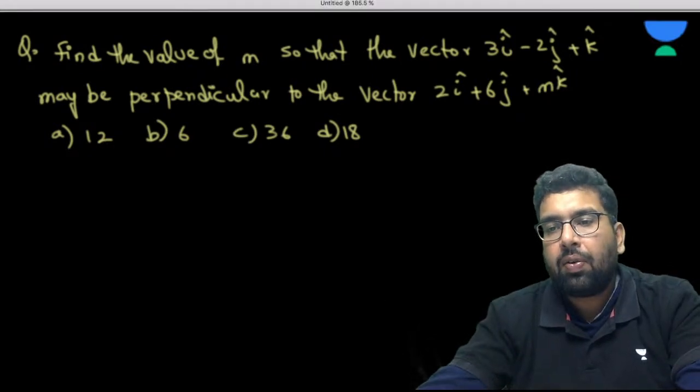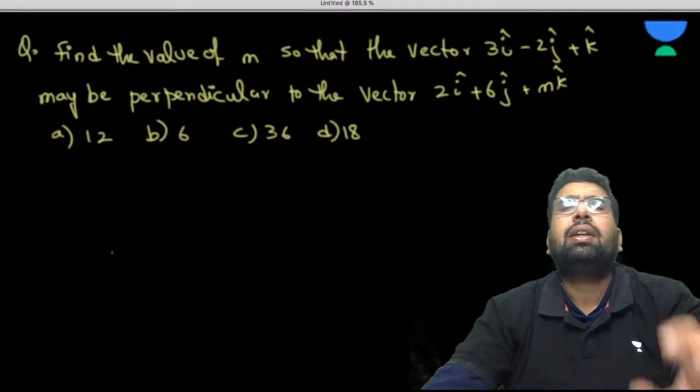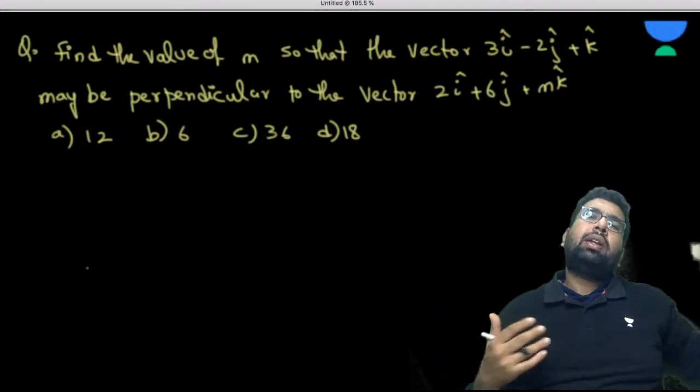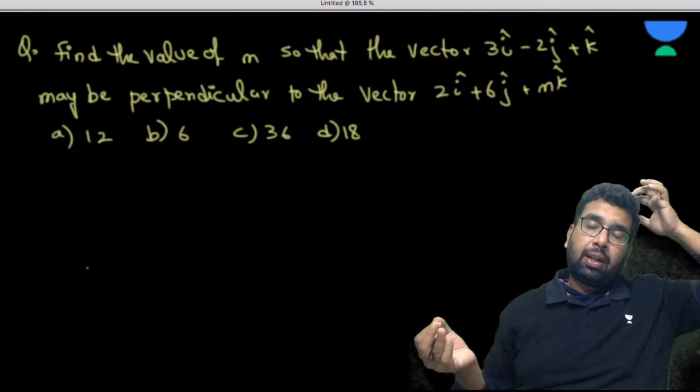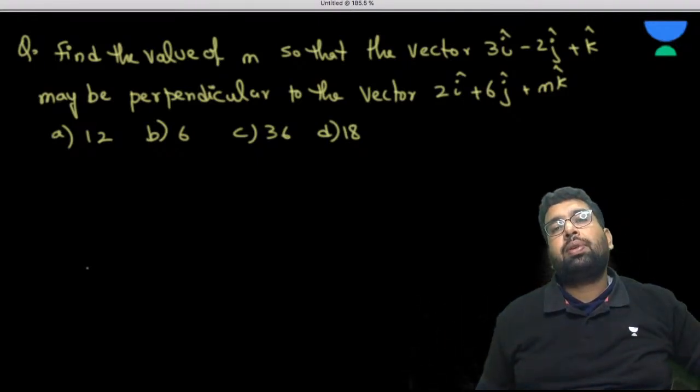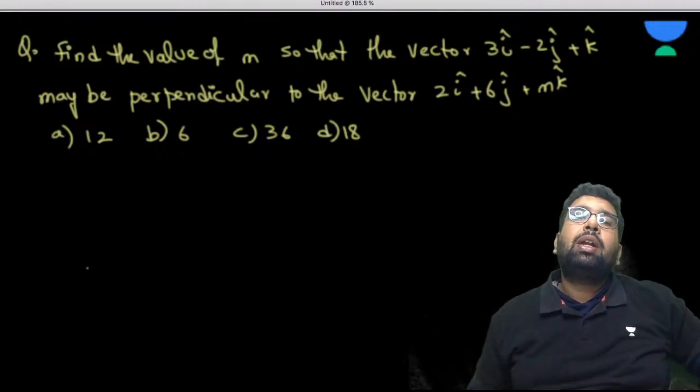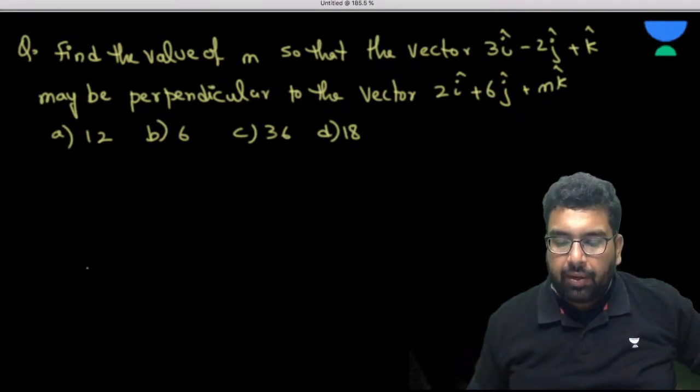So see how we can do it. So simply see, few things must be at your fingertips. Two vectors perpendicular to each other, the dot product of theirs will be zero, right?